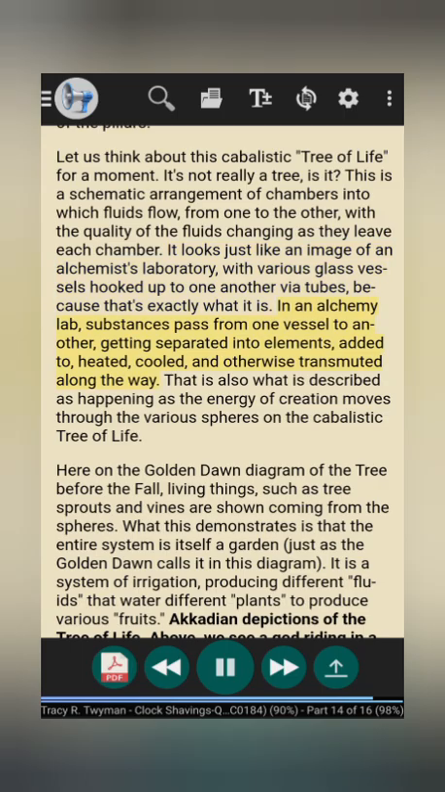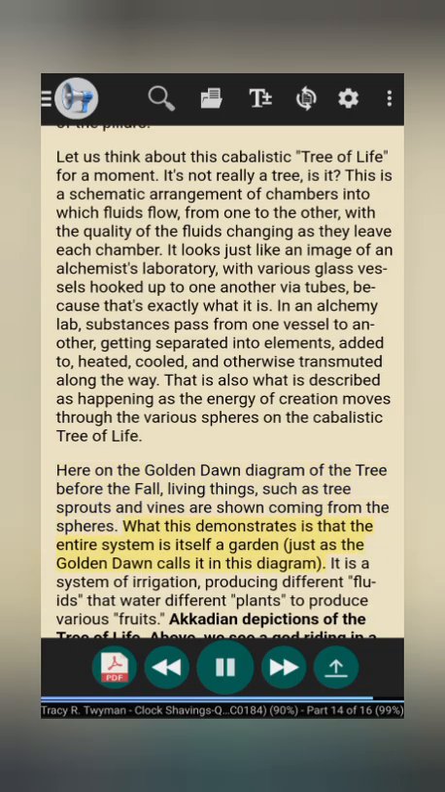In an alchemy lab, substances pass from one vessel to another, getting separated into elements, added to, heated, cooled, and otherwise transmuted along the way. That is also what is described as happening as the energy of creation moves through the various spheres on the Kabbalistic Tree of Life. Here on the Golden Dawn diagram of the tree before the fall, living things, such as tree sprouts and vines, are shown coming from the spheres.